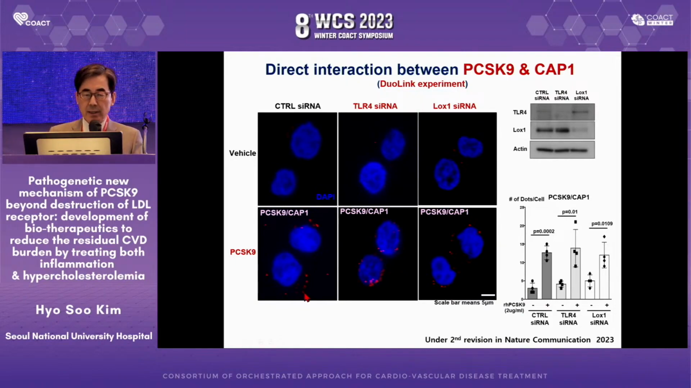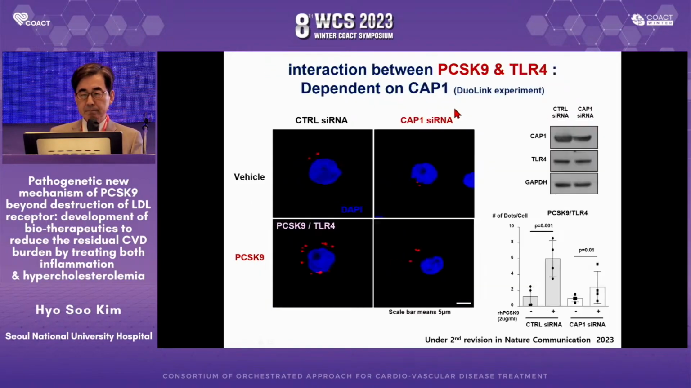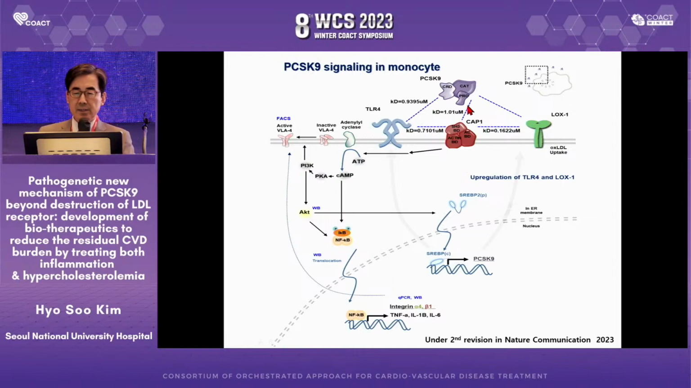Red dots suggest the colocalization of PCSK9 and CAP, which is not affected by the TLR4 blocker or LOX-1 blocker. But conversely, interaction of PCSK9 with the TLR4 receptor is dependent on CAP. PCSK9 and TLR4 interact, but this is significantly retarded in the absence of CAP. Thus, this is the main binding partner. Its presence can facilitate the binding between PCSK9 and TLR4. This interaction is negligible.